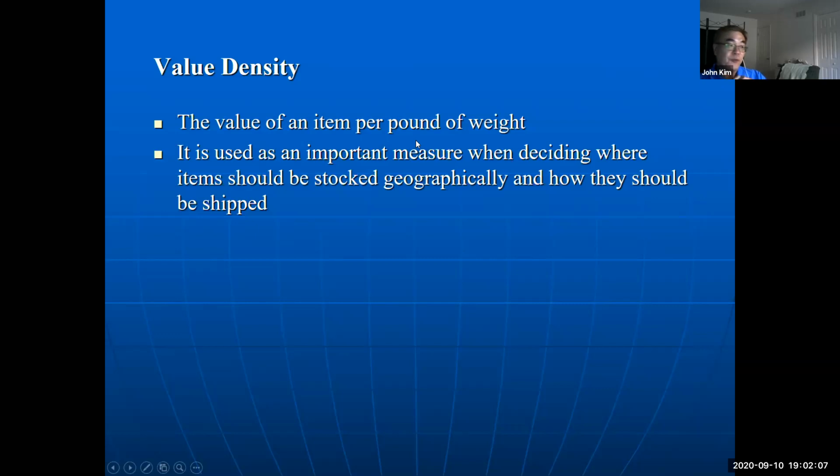Okay, next one is value density. About 10 more minutes, then we will be done with tonight's lecture. Value density, the value of an item per pound of weight.